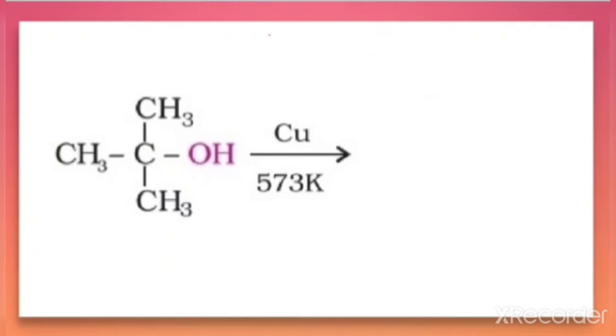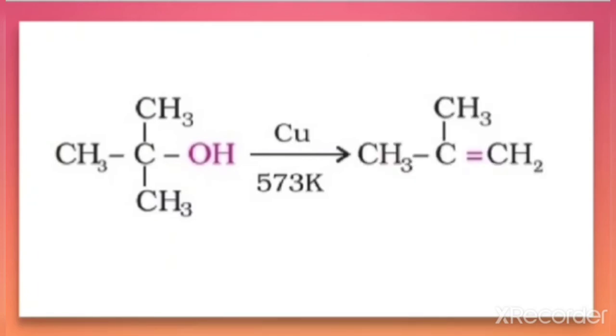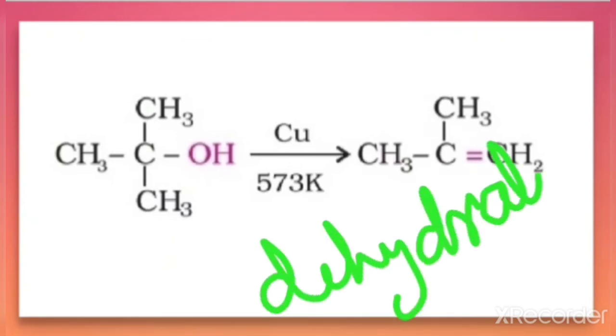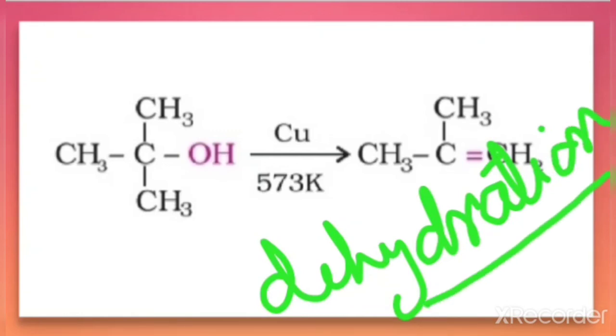So it does not undergo dehydrogenation. Instead of that, it undergoes dehydration. That means removal of water takes place here. Instead of removal of hydrogen, here removal of water takes place. That is called dehydration. There is a difference here. It is dehydration, that means removal of water. But in the case of primary and secondary alcohol, dehydrogenation is taking place, that means removal of hydrogen. But in the case of tertiary alcohol, removal of water is taking place.